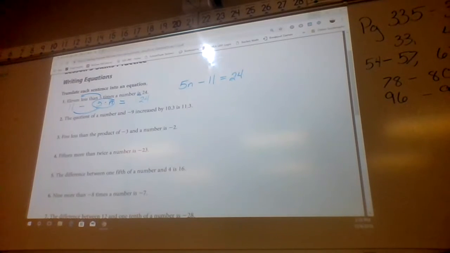11 less than 5 times a number is 24. And I know you guys can do what's next. Solve that. N equals 6. Show me the steps. Solve it. That's not 6. Yeah, solve it. On the teacher page, solve it. We need to check.